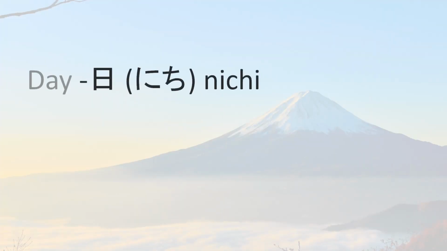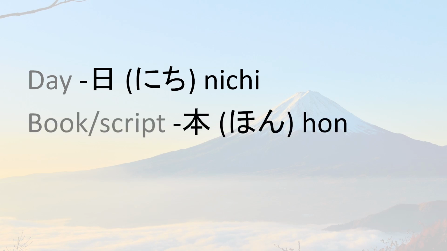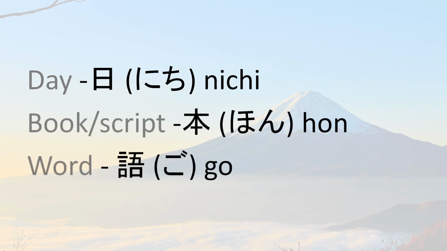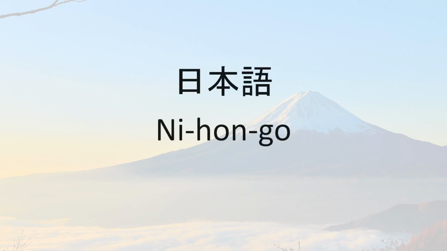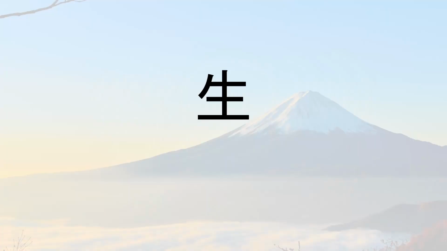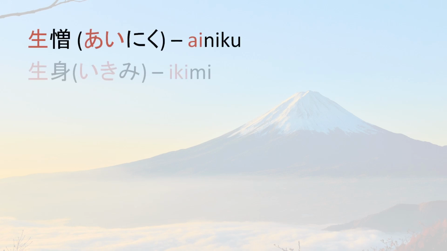Here is the character for day, book, and word. What happens when we join day, book, and word together? We get Nihongo, which means Japanese. Characters in Japanese can also have lots of ways to pronounce them. For example, this character has a lot of ways to pronounce it depending on the phrase.